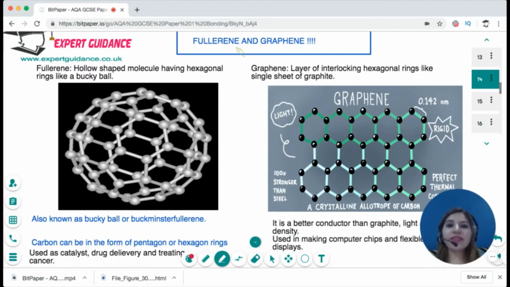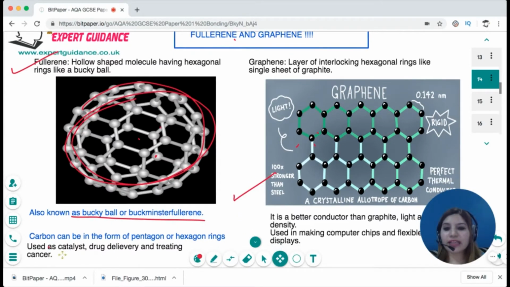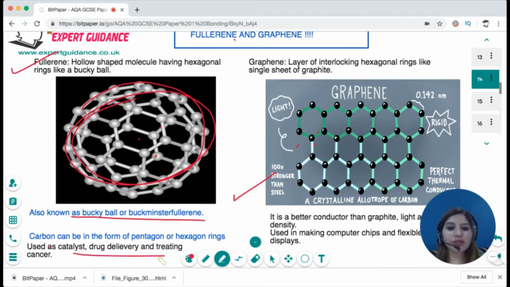Okay, then there are 2 other allotropes of carbon which are there in your syllabus. It's fullerene, which is a hollow-shaped molecule having hexagonal rings like a buckyball, also known as Buckminsterfullerene. Carbon can be in the form of pentagon or hexagon rings, and it is used as a catalyst, in drug delivery, or treating cancer. Graphene is a layer of interlocking hexagonal rings like a single sheet of graphite.